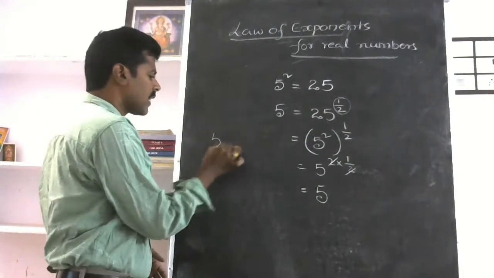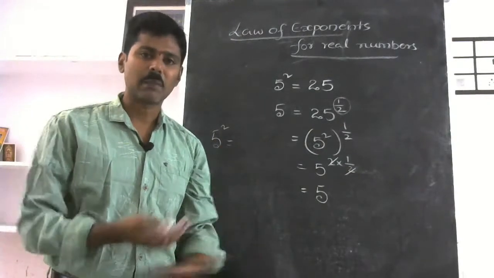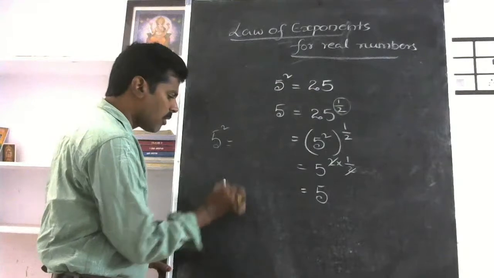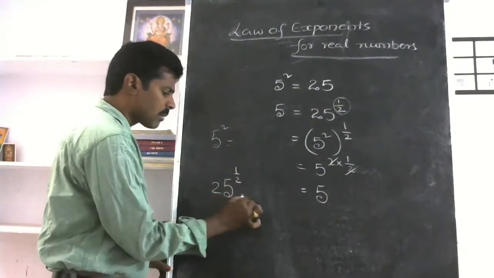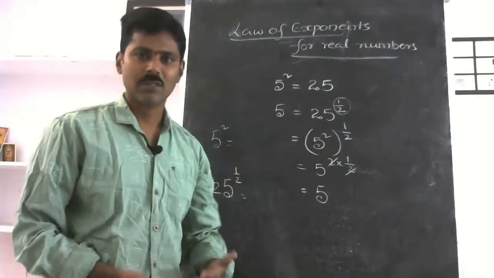Generally, if I go with 5 square, everybody knows that 5 square, I can say that 5 is multiplied 2 times. But 5 power 1 by 2 or 25 power 1 by 2, how can you explain? Can you say that 25 is multiplied half a time?